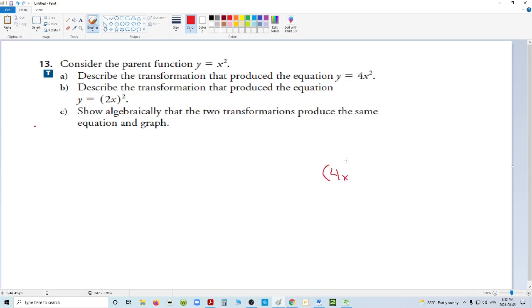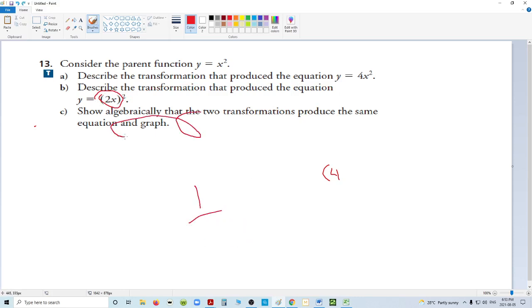You'd see the 4 inside the bracket with x. When they write it like that, it's outside the bracket. Describe the transformation that produces the equation this. Okay. That is a horizontal compression of a half because it's inside the bracket.